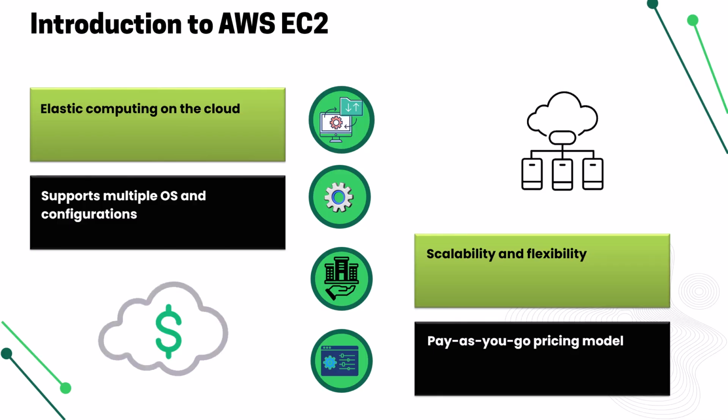Let's talk about AWS EC2, the backbone of cloud computing. It's like renting a virtual computer instead of buying one. Want more power? Scale up. Need less? Scale down. You only pay for what you use, like ordering extra fries when you're hungry. Whether you need Linux, Windows, or custom configurations, EC2 has got you covered. Now let's see how it works.